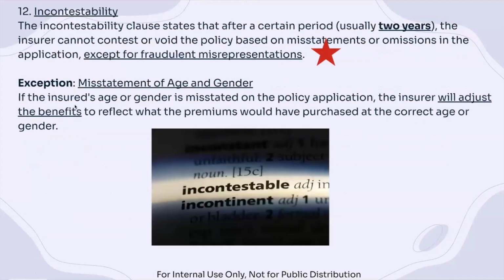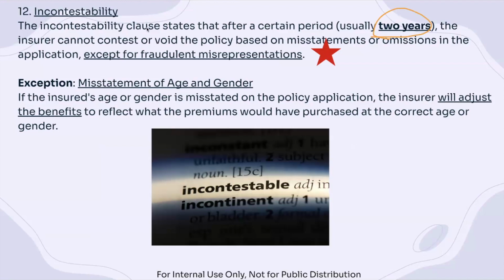Okay, so now let's look at the incontestability clause. This is a very interesting clause. It states that after a certain period, usually 2 years, the insurer cannot contest or avoid the policy based on misstatements or omissions in the application, except for fraud. We want to know 2 years. That's very important, 2 years.